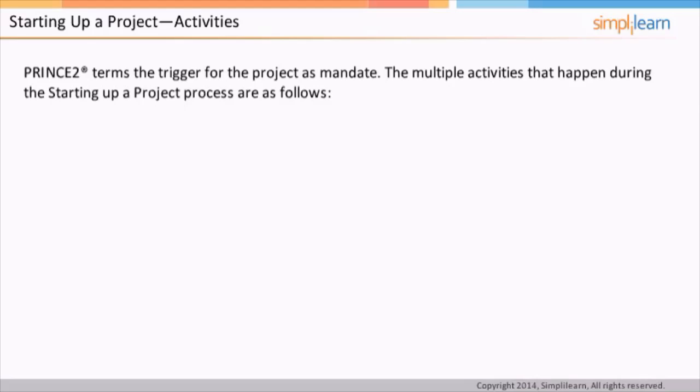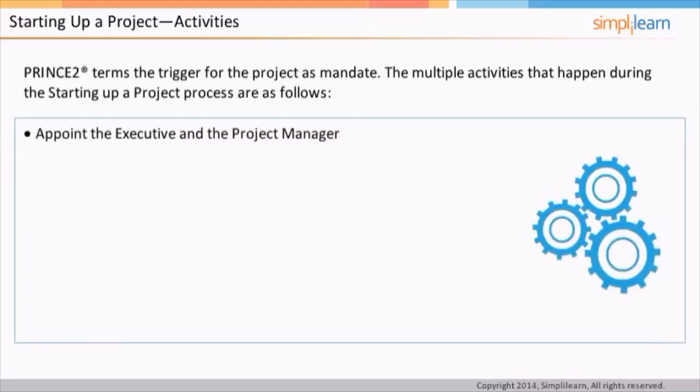In PRINCE2 methodology, it's the executive, who represents the interests of the business stakeholders and acts as the project owner. While identifying the executive, it's important to ensure that the roles and responsibilities of the executive are established and that the executive is available and ready to accept the role and is committed.